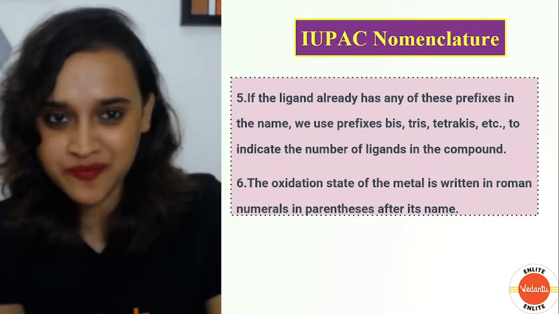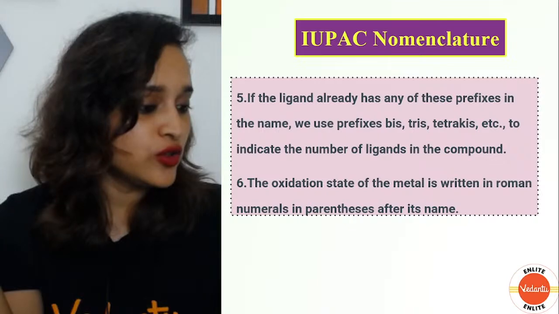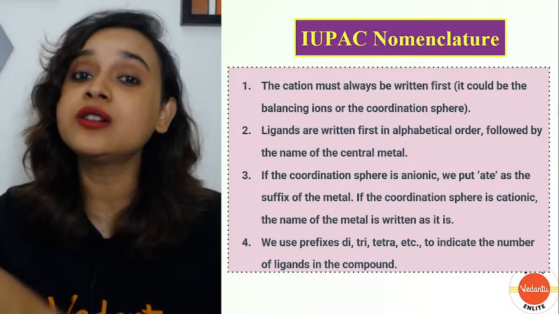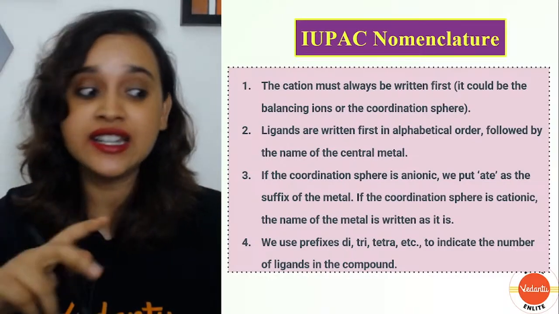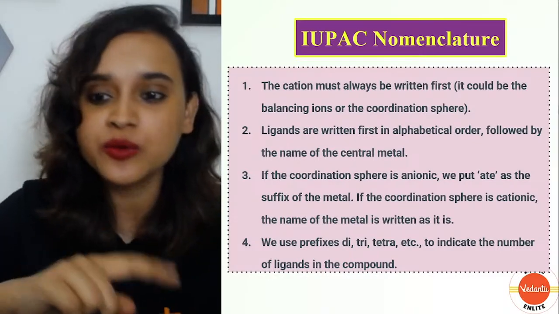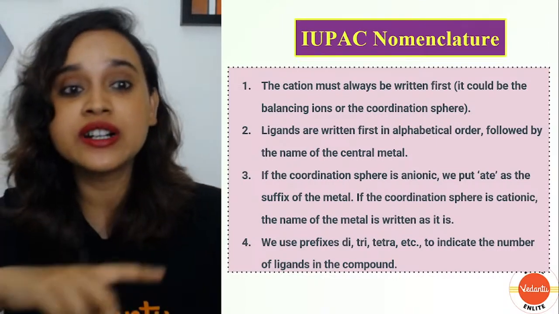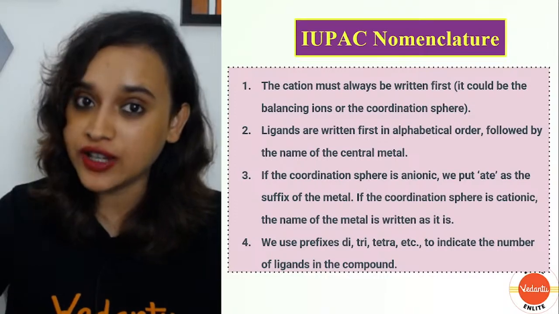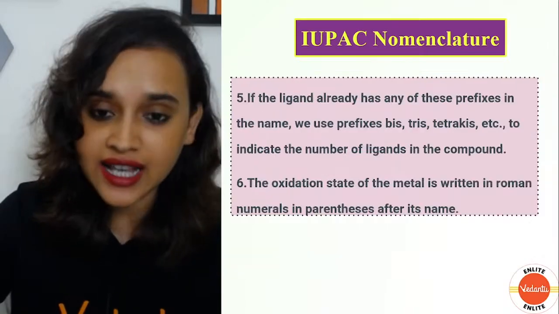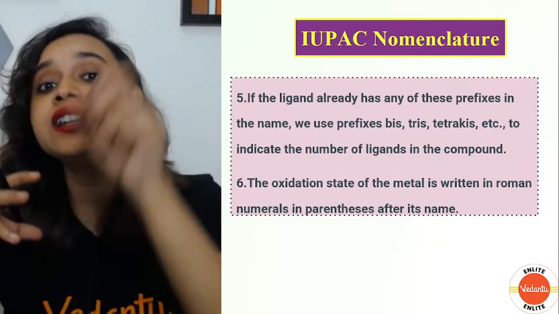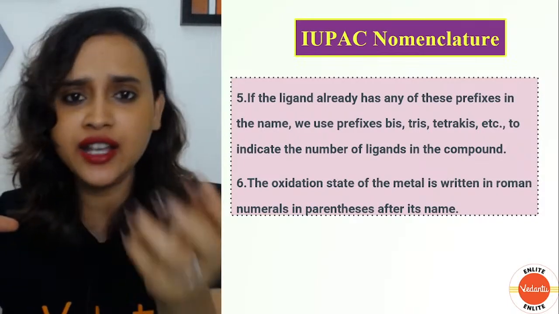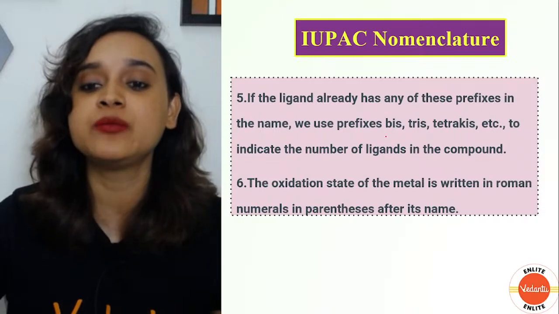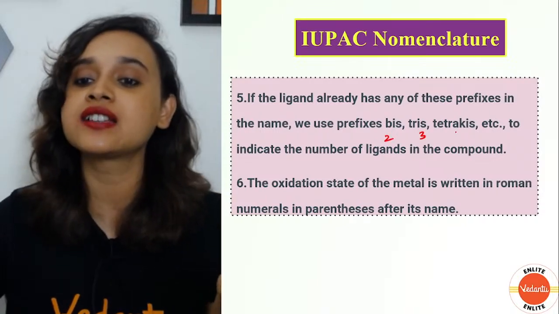Then what will you do? Now, if the coordination sphere is in an anionic state, what will you write? You will write -ate as the suffix. Then we use prefixes: di, tri, tetra, etc. And if a prefix like di is already there in the ligand name, then we use the prefixes bis, tris, tetrakis. Bis means 2, tris means 3, tetrakis means 4.